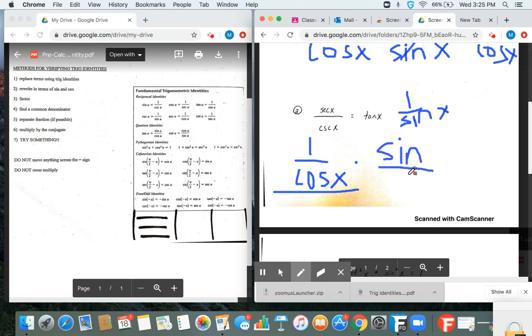As soon as you get done rewriting in terms of sine and cosine, take a step back and take a look at what you have. How can I simplify this? Well, this would just be sine over cosine, which we know is equivalent to tangent.